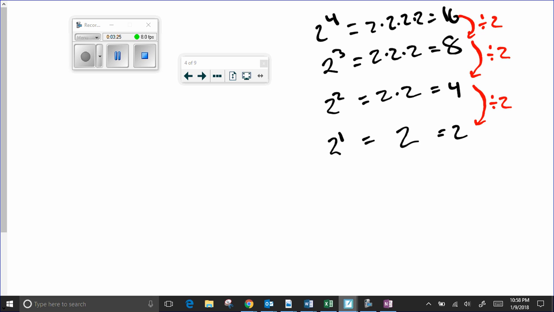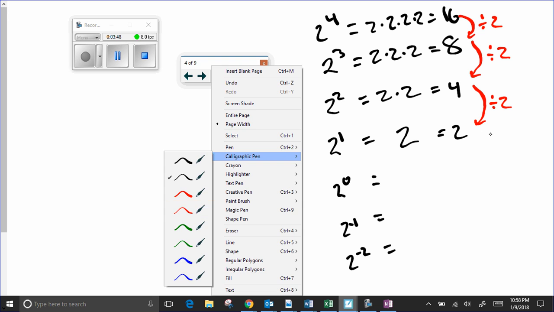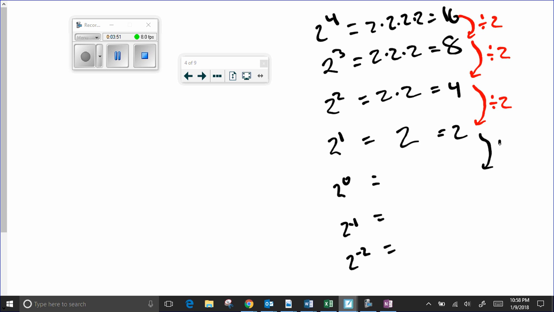Well, can we keep going with that? What would happen if we went down another level? So 2 to the 0 power, or then 2 to the negative first power, or 2 to the negative second power. What will happen is it will continue to drop by dividing by 2. So if I divide by 2 again, what's that supposed to make? What is this value of 2, divided by 2 again? Well, it should make 1.